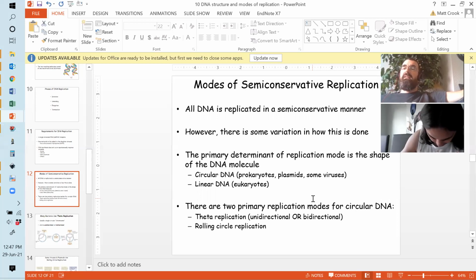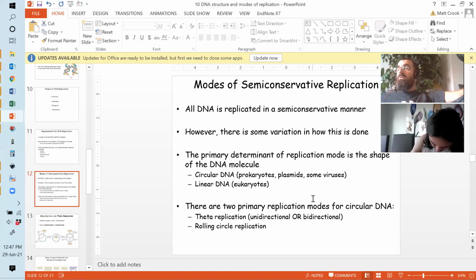And for circular DNA, you can copy it in one of two ways. Either what's called theta replication, which can be either uni or bidirectional. That's getting back to, I think, Adam's original question about if we can have two replication forks. The answer is yes, but again, it depends on which bacteria we're talking about.